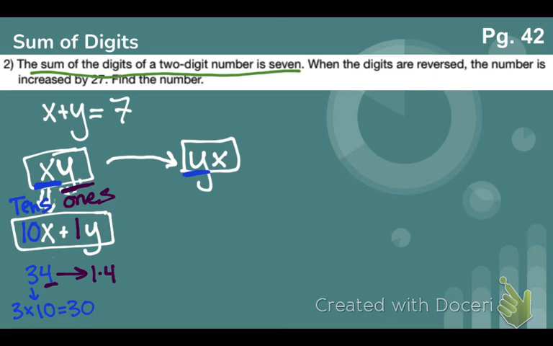So if we did the same thing for the reverse number, what do we do for that y? What place is it in? So now the y is in the tens place. So we have 10y. And what about the x? Where's that now? So now that's 1 times x. And again, we're talking about the sum of these two digits, so we combine them with addition.